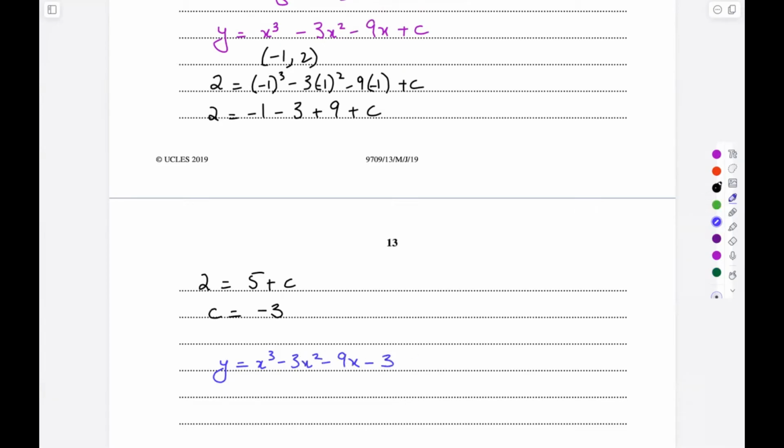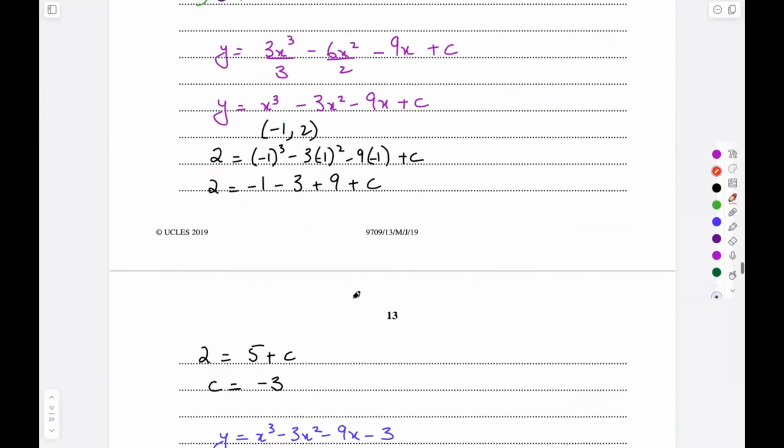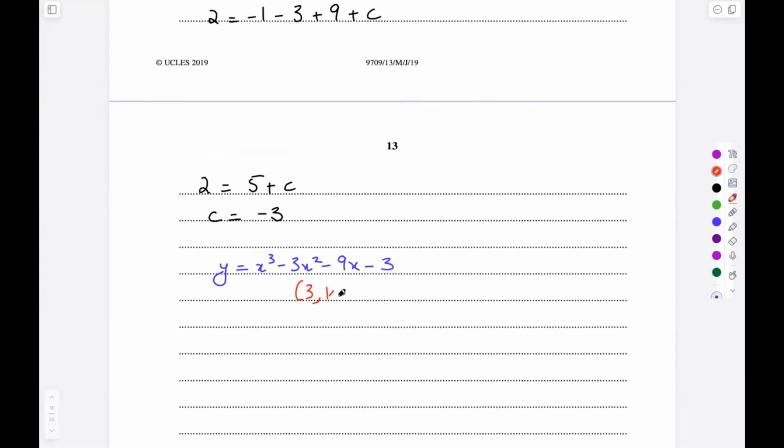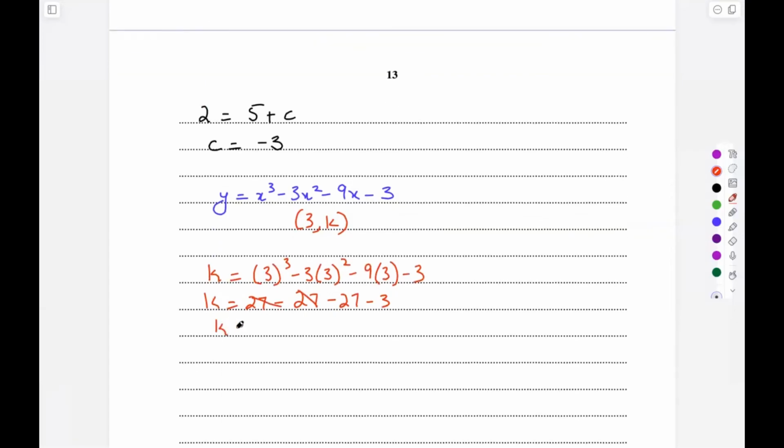And now to find the value of k, the coordinate was (3, k). So now substituting x equals 3 over here, the value of y will be k. So k will be equal to 3 cubed minus 3 times 3 squared minus 9 times 3 minus 3. Simplifying this, we'll get 27 minus 3 times 9, which is 27 minus 27 minus 3. So 27 and 27 will cancel out, and we'll get -27 minus 3, which is -30. So the value of k will be equal to -30.